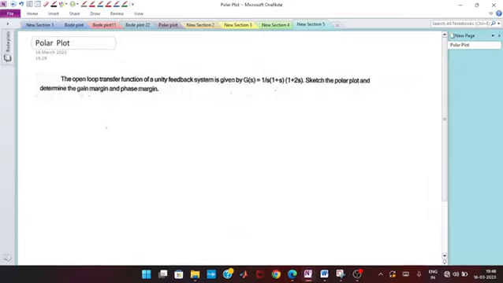Solve the problems in polar plot. Here the open loop transfer function of a unity feedback system is given as G(s) = 1 divided by s into (1 + s) into (1 + 2s). For this transfer function, you need to sketch the polar plot and determine the gain margin and phase margin.